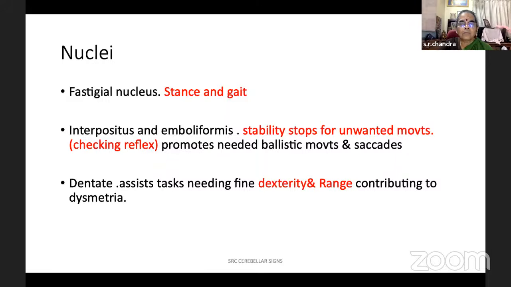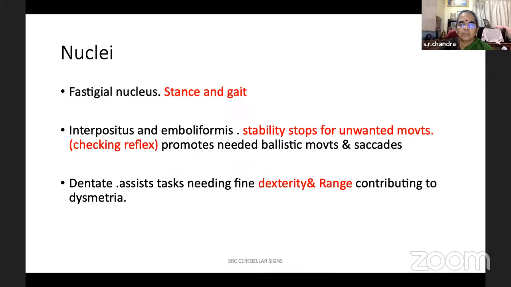And then we come to the nuclei. So we saw the archicerebellum, neocerebellum, paleocerebellum. Archi is for vestibular cerebellum, for head and neck correction. Spinocerebellum is for body. Neocerebellum is for finely tuned movements. And the fastigial nucleus, because it is linked to the vestibulocerebellum or archicerebellum, again has an extended function of stance and gait. Interpositus and emboliformis provide stability, a stop for unwanted movement.